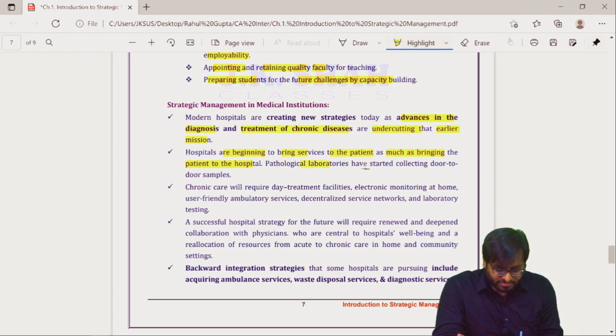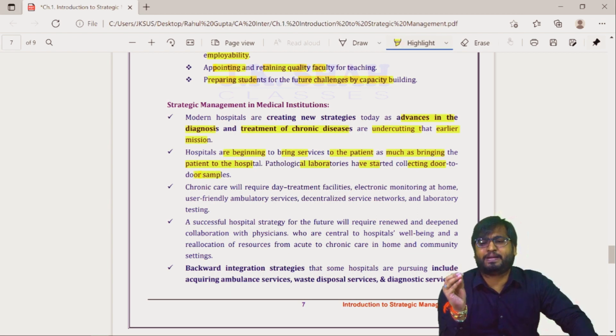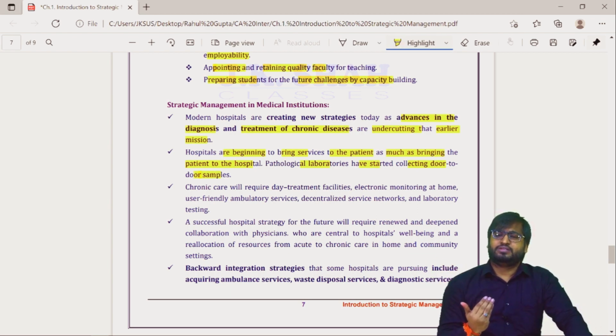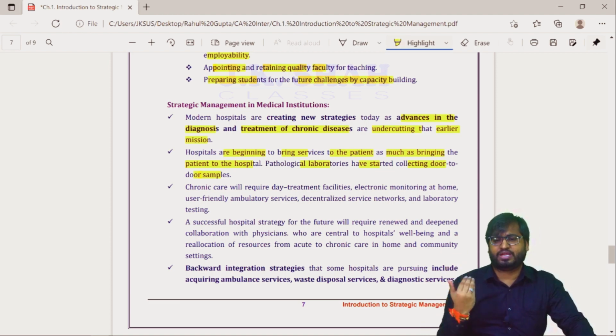Pathological labs have started collecting door-to-door samples. If you see Metropolis, if you see Dr. Lal Path Lab, if you see Thyrocare, they have started collecting samples from your home. You give them a call, they will come to your doorstep, take all the samples and go. And within a day, you will get your report, email or physical copy.